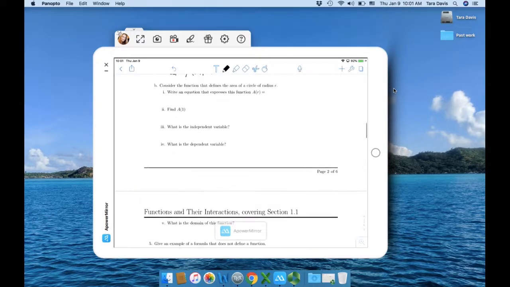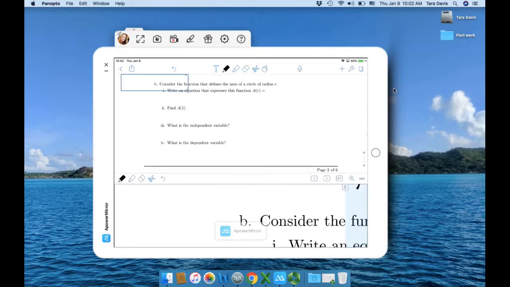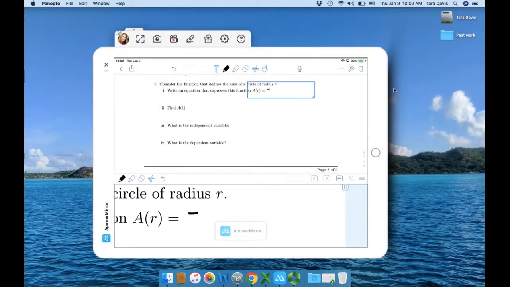So let's look at problem B. We're going to consider the function that defines the area of the circle of radius r. First, this function is given in words. It's kind of like a geometrically defined function, but we want to write an equation that expresses this function. So A is standing for area and r is standing for radius. So I want to know the area of a circle of radius r, and we remember that this is given by the formula pi r squared.